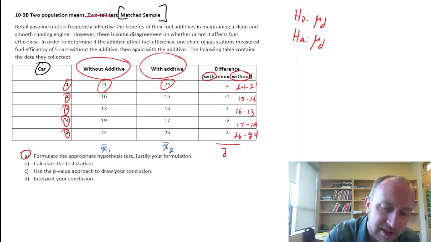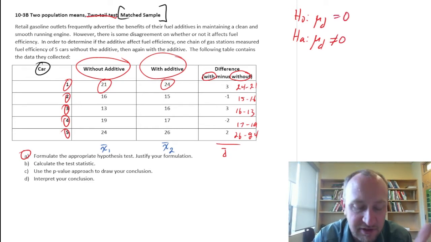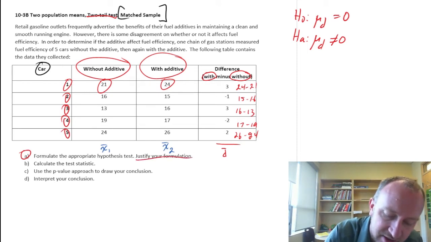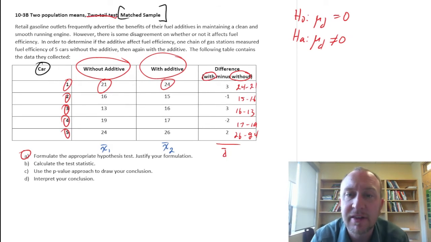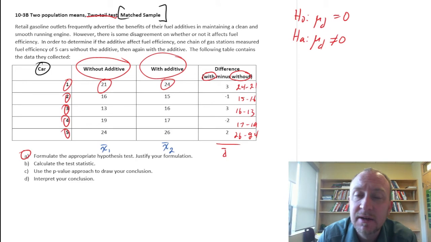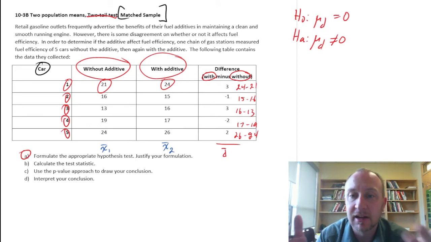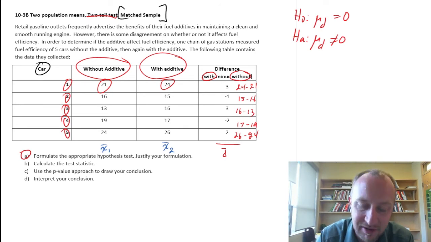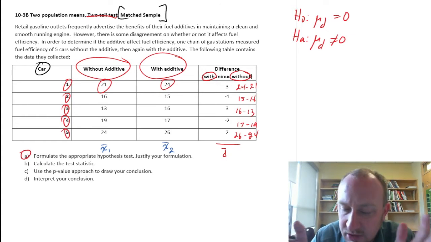So here it tells us this is a two-tailed test. We are just testing to see is there a difference or not in fuel efficiency. So my justification here, it's formulated this way so that if the evidence supports the null hypothesis, then I'm unable to say that the additive has had any impact whatsoever on fuel efficiency. If we reject the null hypothesis, then that evidence supports the statement that the additive has had an impact on fuel efficiency. So there's our test.